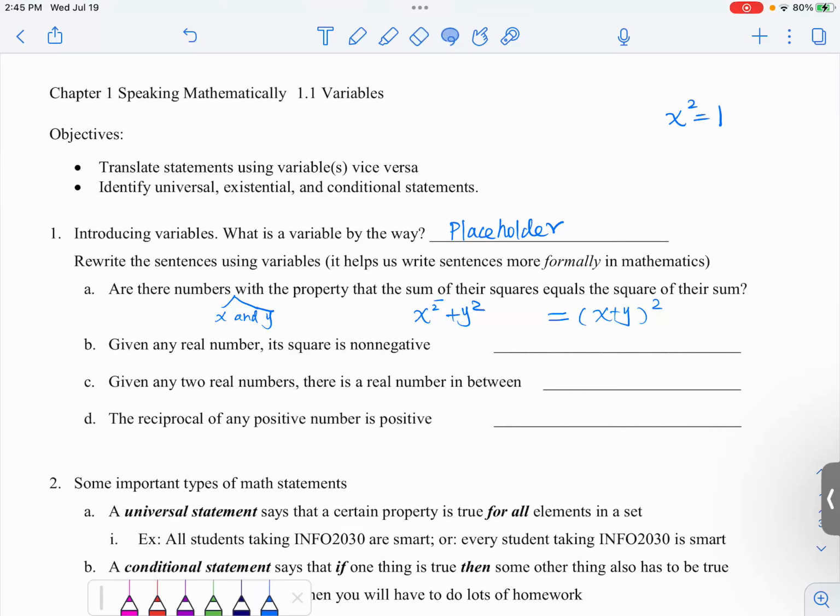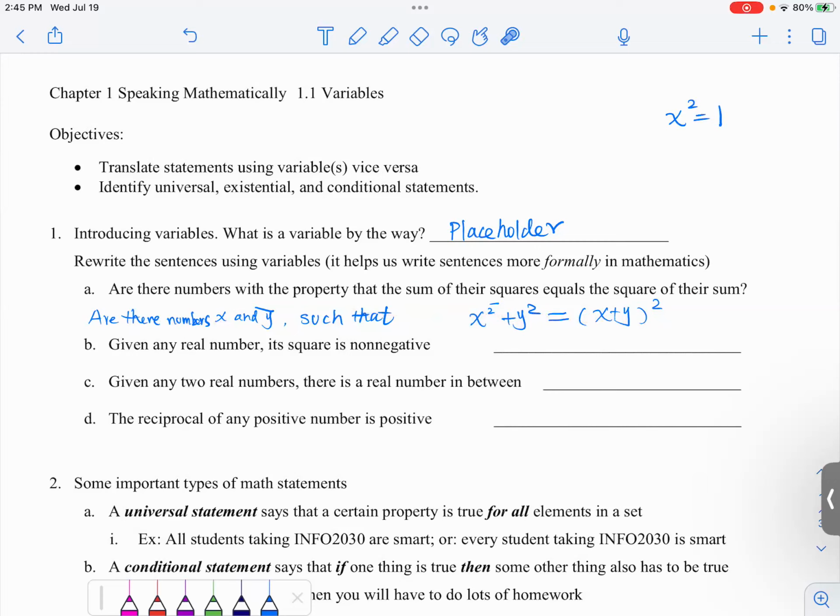So now, once you introduce the variables here, we can rewrite the first sentence. So are there numbers x and y with the property, what kind of property? And this expression is the property. And oftentimes we use English words like "such that", this is true. So do you see that I rewrote the statement without a variable into a sentence that has the variables?